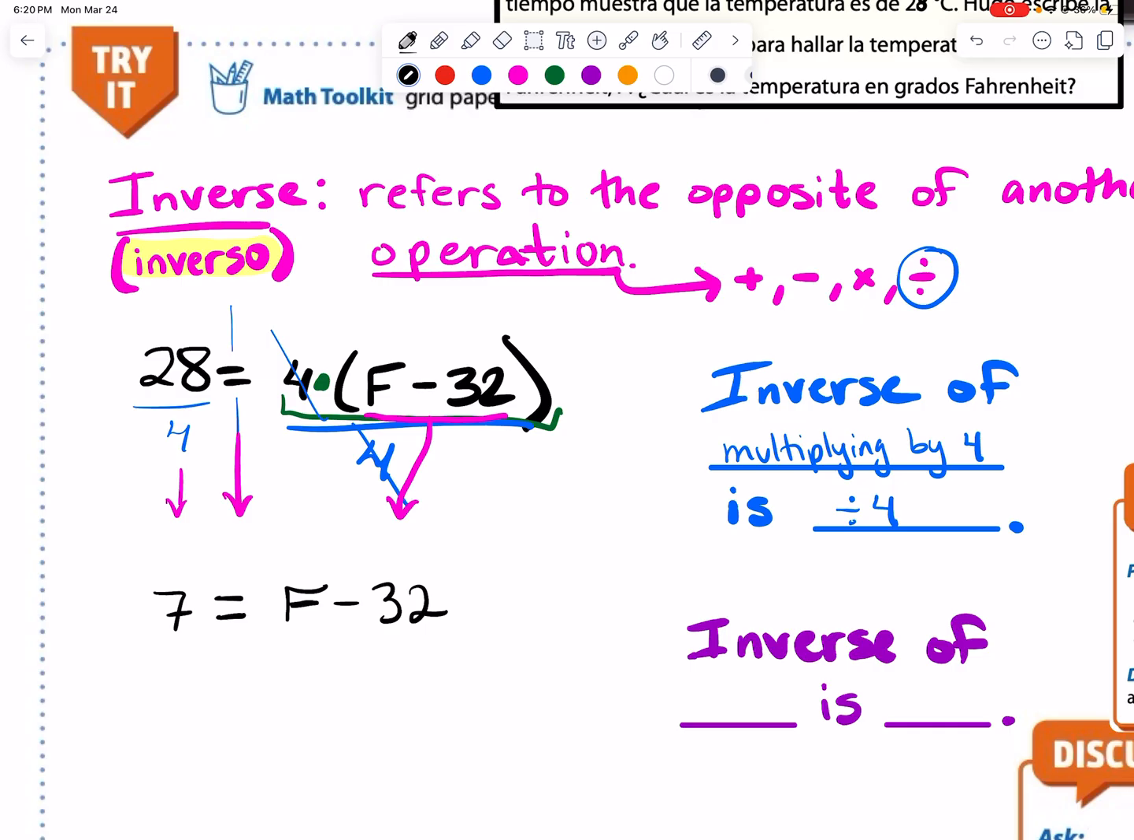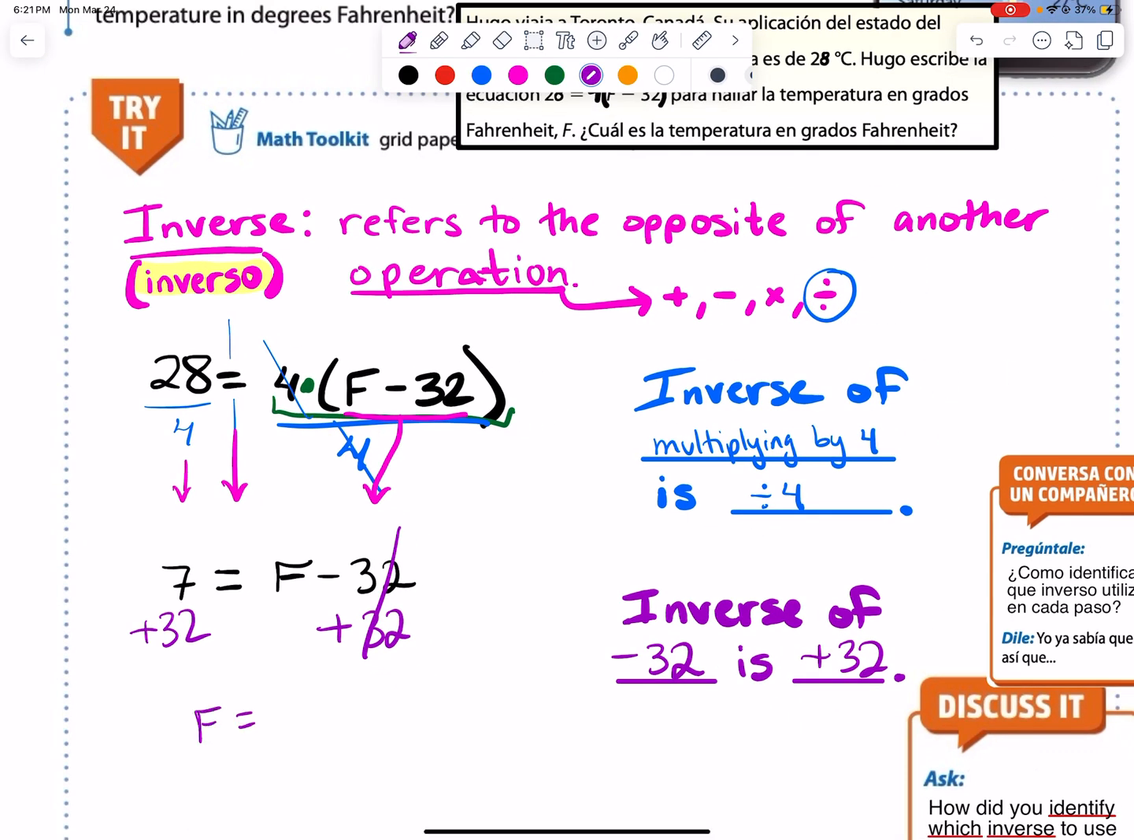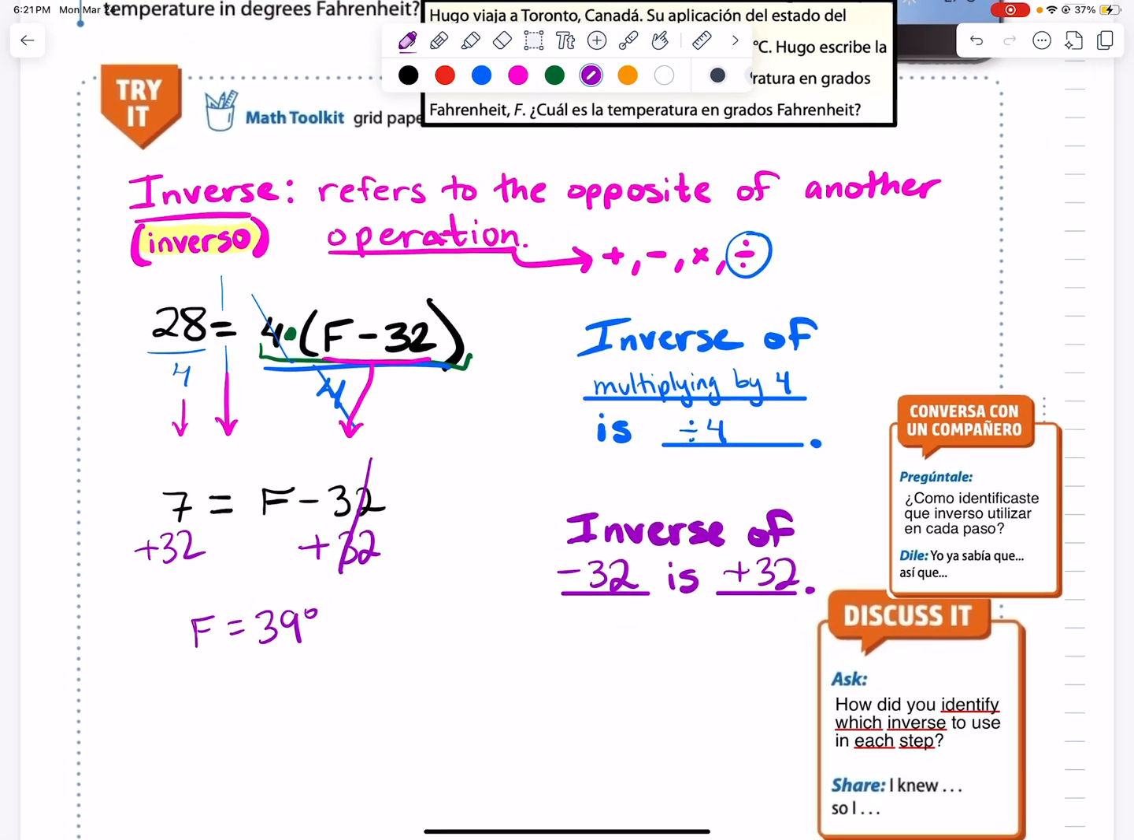Now we can continue here, and we're continuing to do the inverse. So what number minus 32 is 7? Well, I know that it's minus 32 on this side, so if I do the inverse, I could figure out what the opposite is. So the inverse of negative 32 is adding 32. Boom, there it is, adding 32. So we have F is equal to 39 degrees.